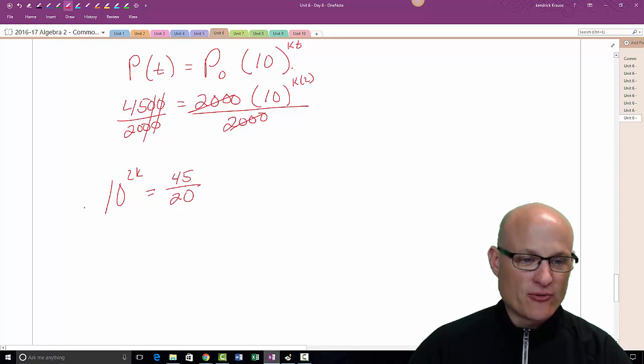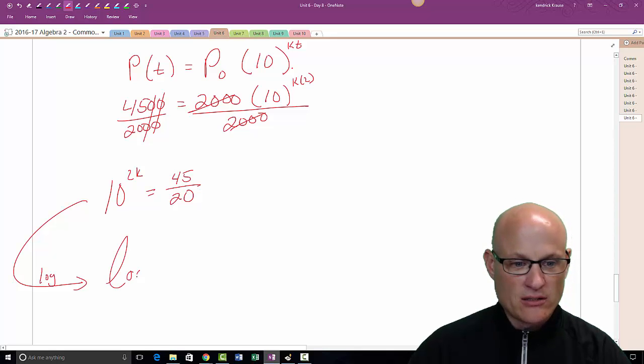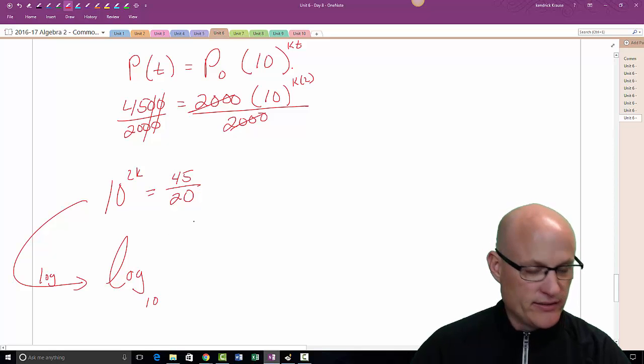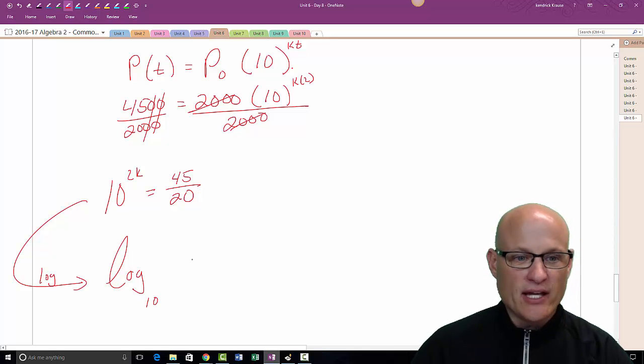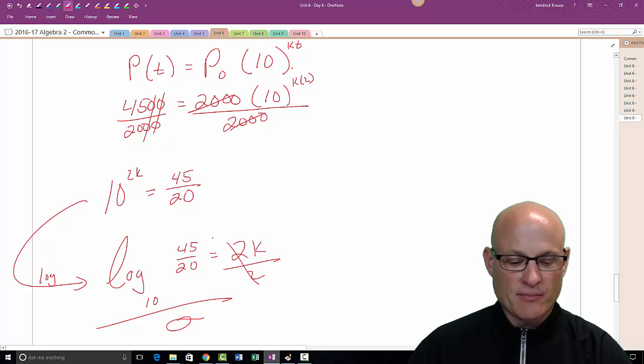Now, this is an exponential function. I need to turn it into a log function. So that's log. It's all about the base. Base 10. Oh, I don't even have to put that in. Log base 10 of 45 over 20 is equal to 2k. Now I just divide by 2, and I get my answer.